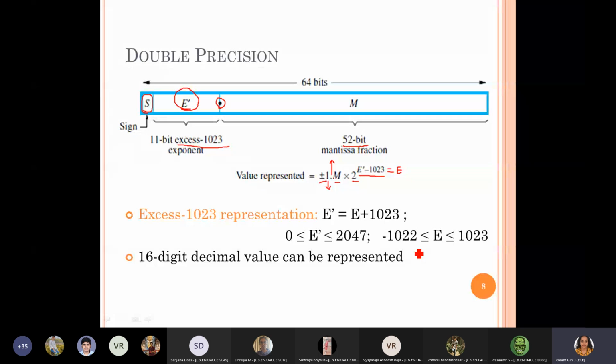So in this double precision, you can get an accuracy of 16 decimal digits, right? Whereas in single precision, you get only 7 decimal digits. Here you can comfortably represent 16-digit decimal values in double precision. So depending on the requirement and the application, you can choose whether you want to go with single precision or double precision.